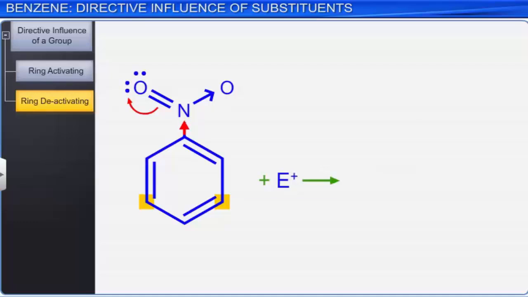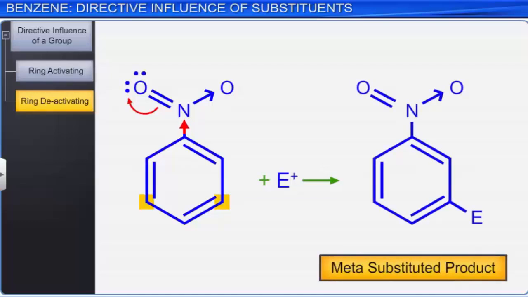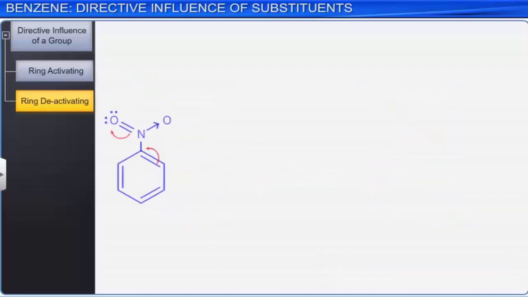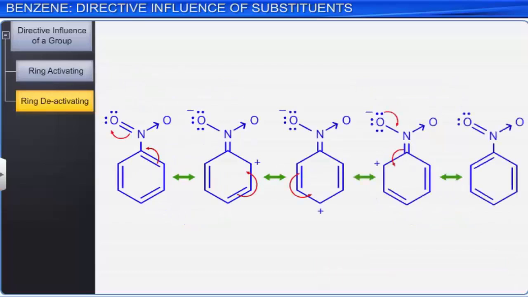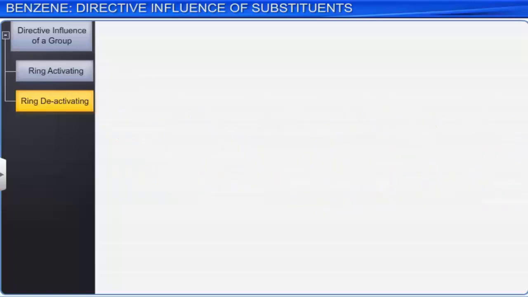The following resonance structures of nitrobenzene show that the electron density is less concentrated at ortho and para positions than at the meta position. Thus, the incoming electrophile is directed to the meta position. Thus, ring deactivating groups are said to form meta-substituted compounds.